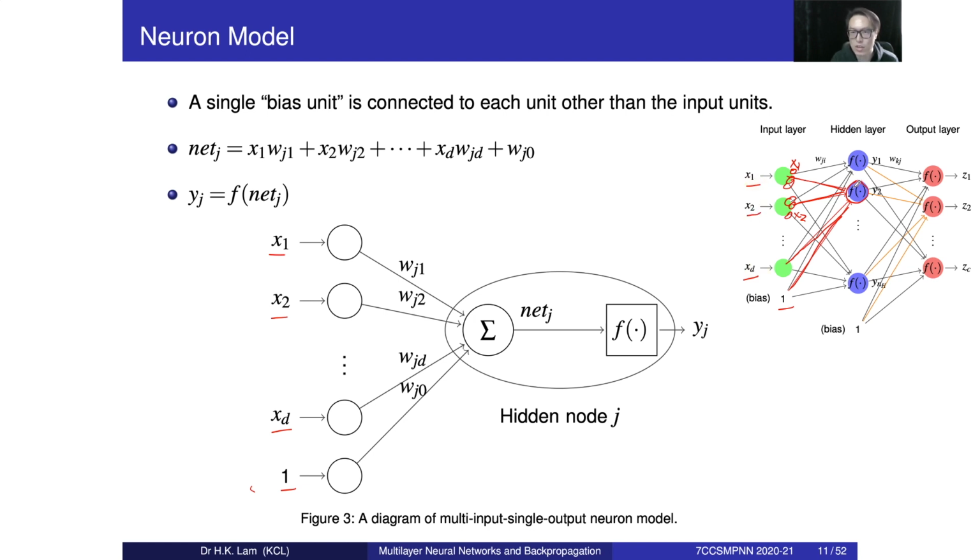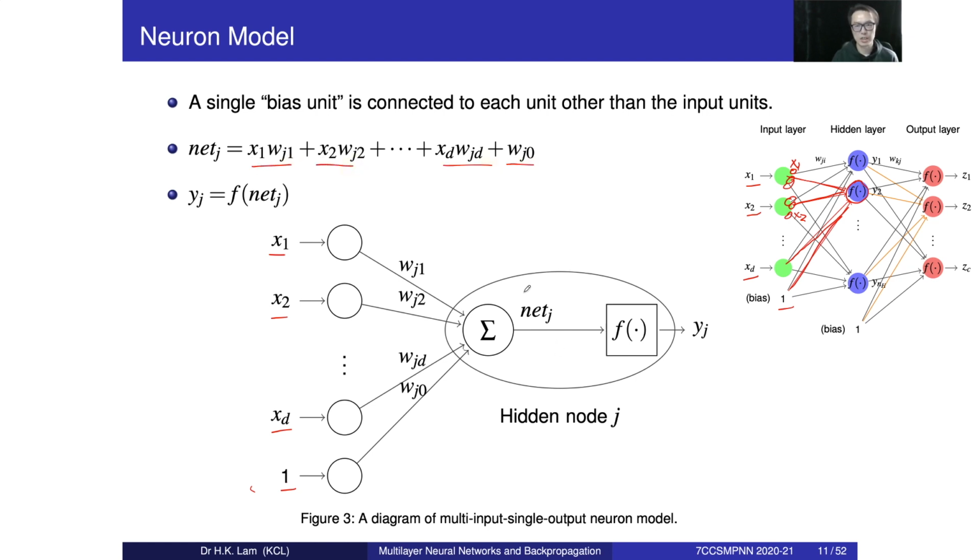When we zoom into this particular hidden node, we have two elements. The first is the summation, and the next is the activation function, and then the output y right here is the output of this hidden node. So what we are going to do is calculate net_j, that is x1 times the connection weight w_j1, plus x2 times w_j2, plus up to xd times w_jd, and the bias 1 times w_j0. So we are talking about these terms.